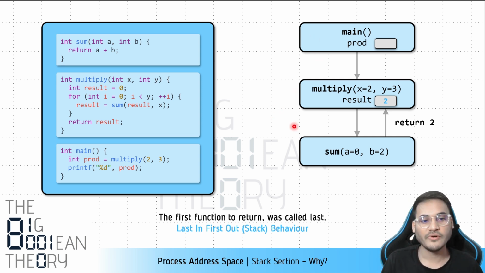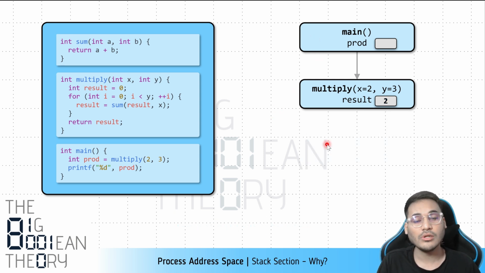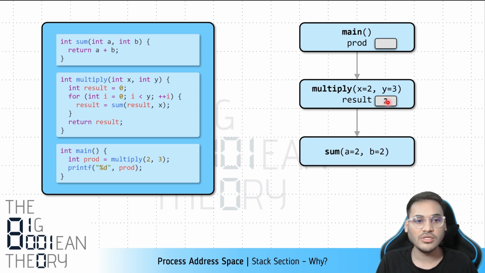Now the first instance of sum is done. We'll call sum 2 more times. So let's call the sum function a second time. Now the result value is 2. We'll have to add 2 one more time. So here we are passing a equal to 2, that is the current value of result, and b equal to 2, that is the value of x. Now sum will return 4.